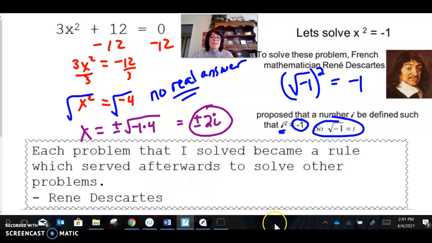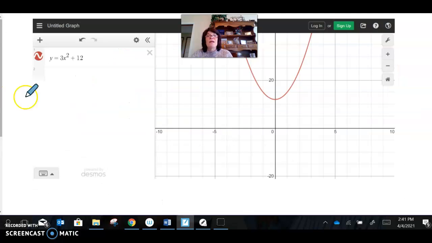There's a little quote by René Descartes, very famous mathematician. Each problem that I solved became a rule which served afterwards to solve other problems. So developing this imaginary number, he was able to go on and solve other problems in physics, other problems that have to do with electricity, okay, electrical circuits, okay, we use the imaginary number to solve problems with that, okay?